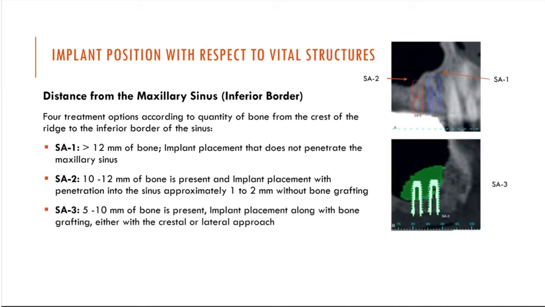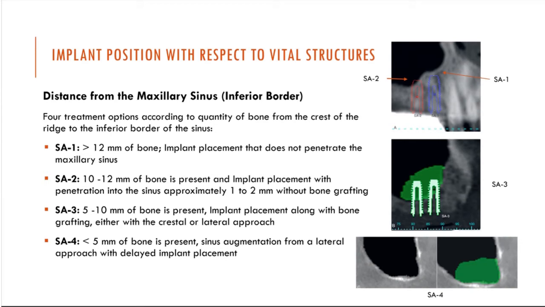And for SA3, there are 5 to 10 mm of bone present and implant placement along with grafting, either with the crestal or lateral approach. And for SA4, there is less than 5 mm of bone and we need a sinus augmentation from a lateral approach with delayed implant placement.